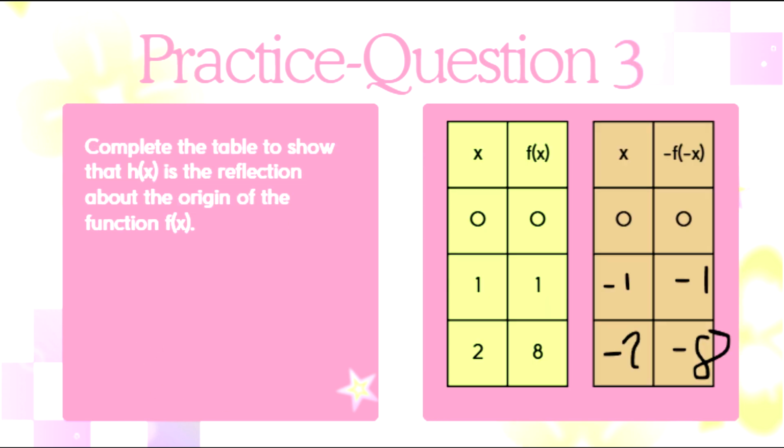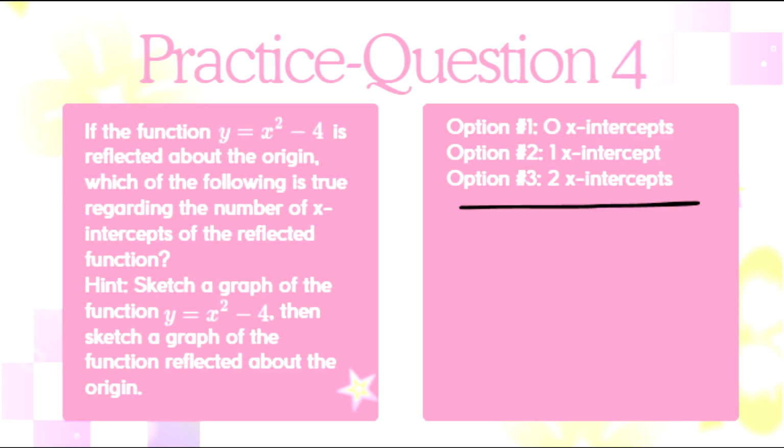Here's practice question 3. Complete the table to show that h of x is the reflection about the origin of the function f of x. Again, speed round, you can do this. Positive 1 becomes negative 1. Positive 1 becomes negative 1. Positive 2 becomes negative 2. Positive 8 becomes negative 8.